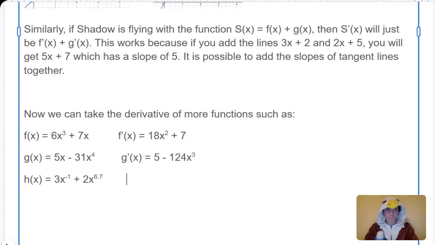And then h of x, 3x to the minus 1 plus 2x to the 6.7. We got a negative and a fractional power, but we can still do the power rule. Remember, we multiply by the negative 1, so we get minus 3x to the negative 2. And then for the 2x to the 6.7, we're going to multiply out by the 6.7. So we get 13.4x to the 5.7. So we subtract 1.